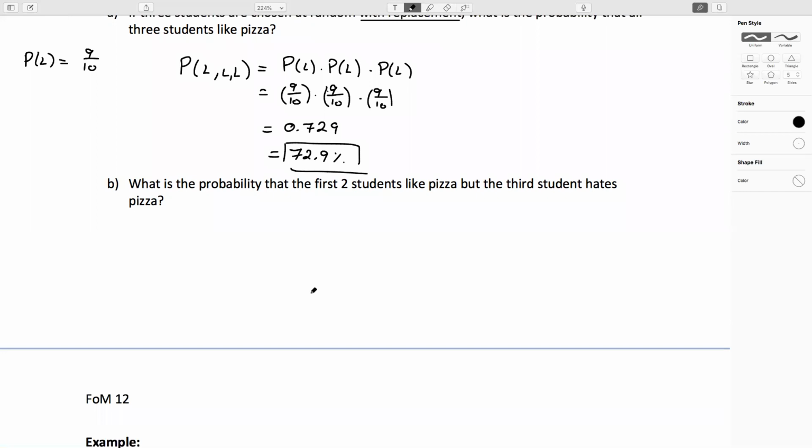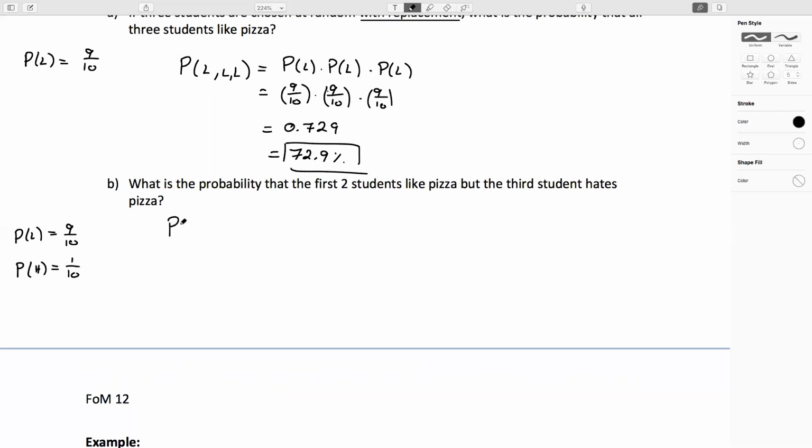B, what's the probability that the first 2 students like pizza, but the third hates pizza? So this one's a little bit different. You should probably take note of the fact that the probability of liking pizza is 9 over 10. One person doesn't, so the probability of hating pizza is going to be 1 over 10.